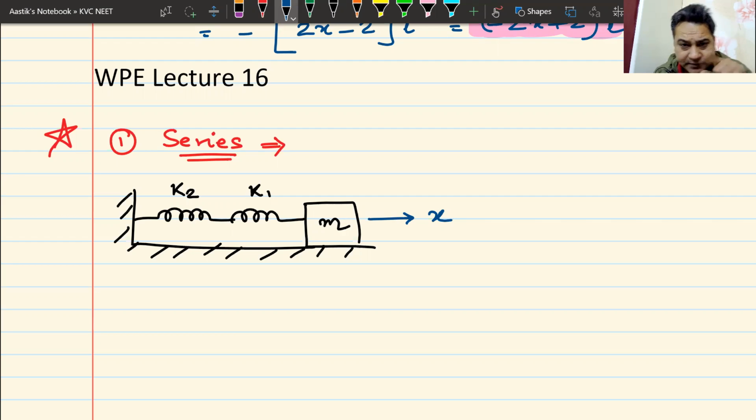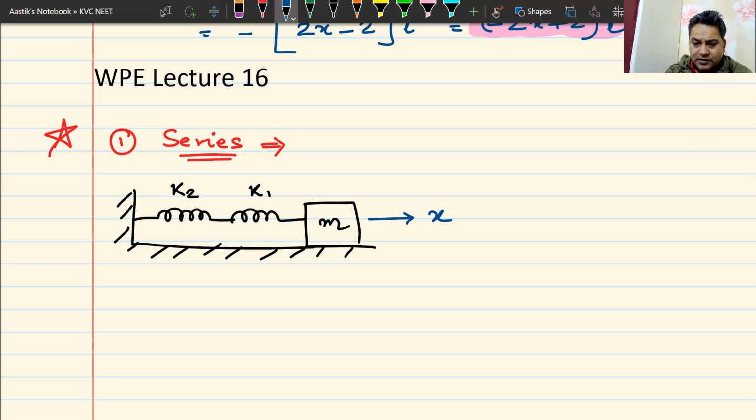Now remember what I'm telling you here. We might not require this much information in this chapter, but we'll be requiring it in the next chapter. Simple harmonic motion, you will probably require this. Now, we have two springs, K1 and K2, attached to a block.